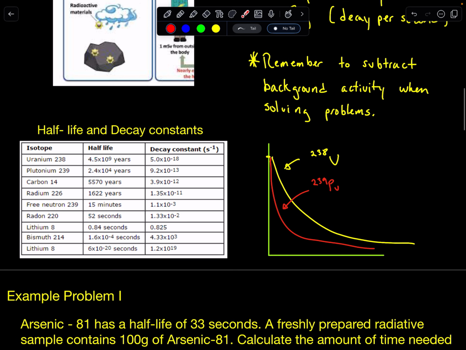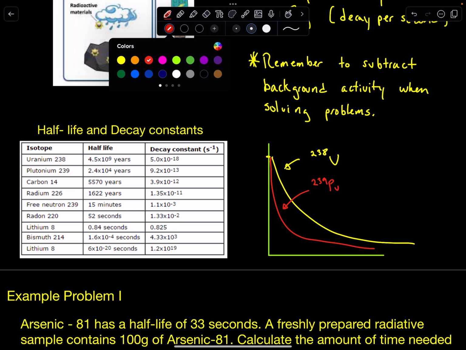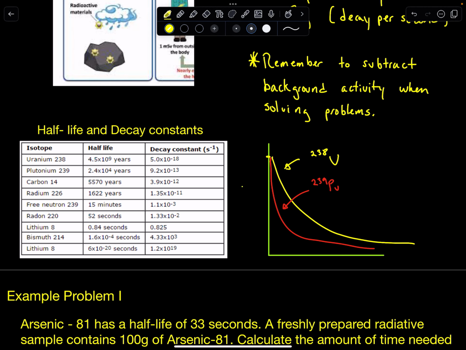So if I was to graph the activity, this should say activity on this side. Let's write that in. If I was to graph the activity over time, what I would see for uranium-238 is that the graph would be less steep because it has a longer half-life and a smaller decay constant.